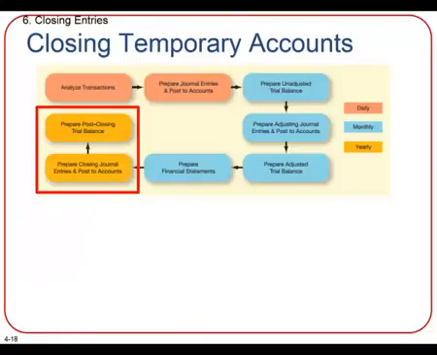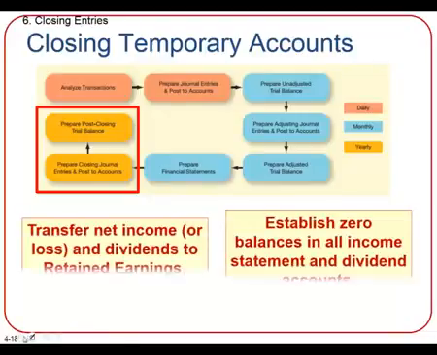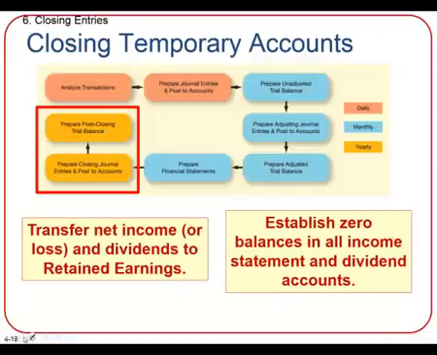The last step of the accounting cycle is referred to as the closing process, and this step is performed only at the end of the year after the financial statements have been prepared. And the closing process cleans up those accounting records that we need to close, like revenue and expenses, so they can start over with a new zero balance in the coming year. We're going to transfer the net income or net loss and the dividends to retained earnings, and we're going to establish zero balances in all those income statement and dividend accounts.